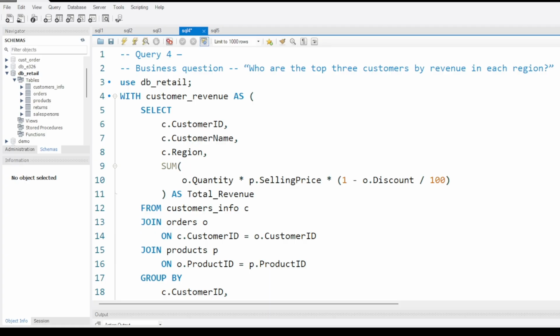Step 1. First, I need to calculate total revenue generated by each customer. Our customer information is available in the customer info table while transaction information is in the orders table and the product selling price is available in the products table. So I am joining these three tables using customer ID and product ID.